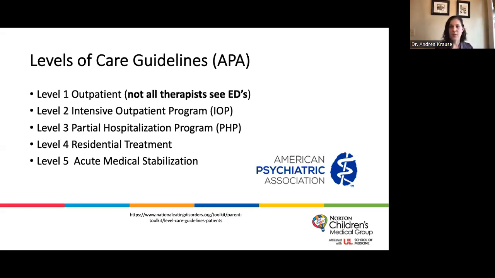We don't have any PHPs in the state at the current time. And that is the majority of your day. You're eating all meals within the program up until after dinner, basically, and then either going home, or if you're a Kentuckian, staying at like a long stay hotel, and then going back the next day. Level 4 is residential treatment. Again, none in the state, unfortunately. And that's obviously they're staying overnight, and it's just eating disorder patients in that facility. And level 5 is what I do, acute medical stabilization.